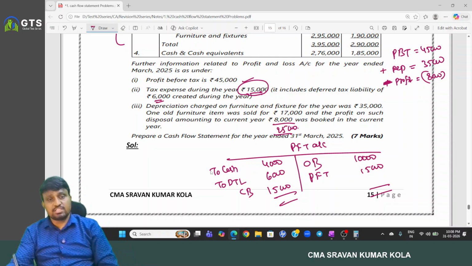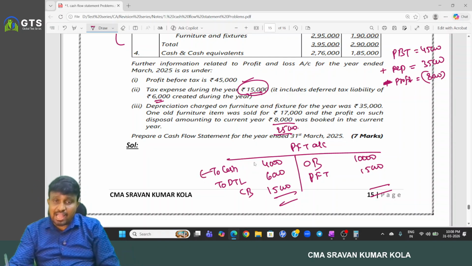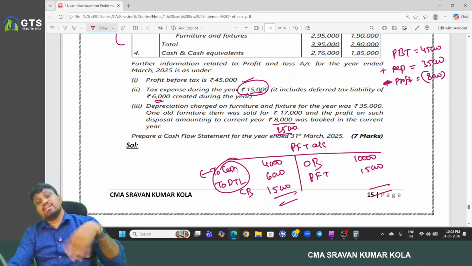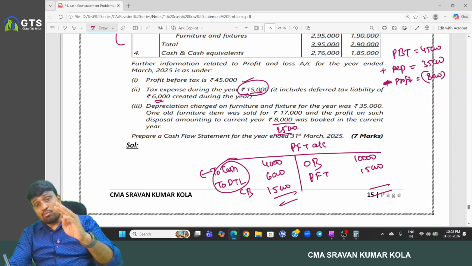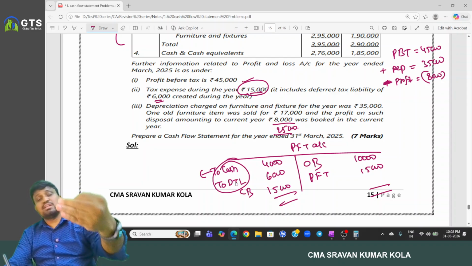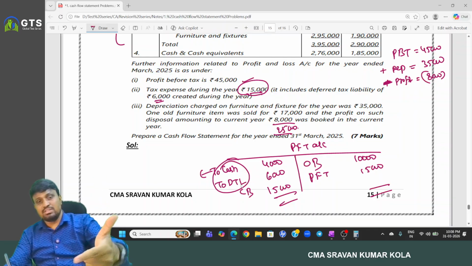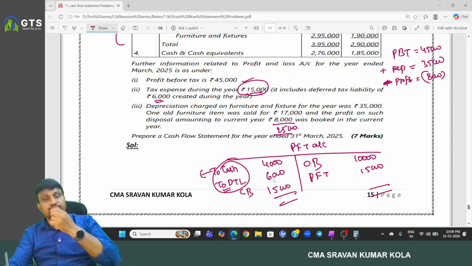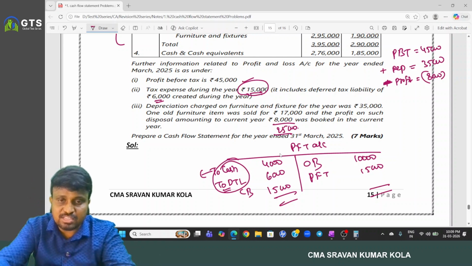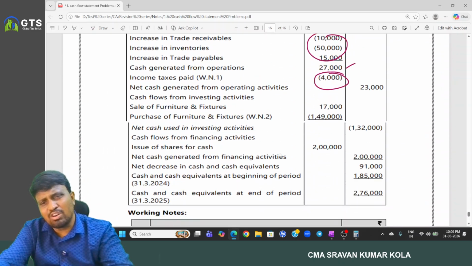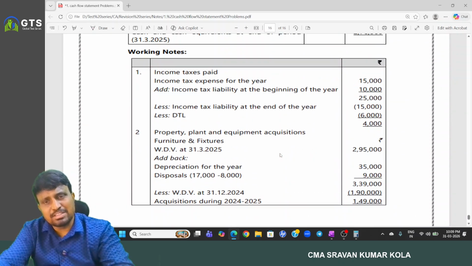This is the tax paid during the year. This is the total amount of tax we are required to pay, but the total amount is not paid during the year. Out of that, 6,000 is deferred to the next year. That's why we transfer to DTL. And the remaining 4,000 we paid during the year. Okay, and that is the important point we have, and the remaining points are the same. And this is a recent exam problem.